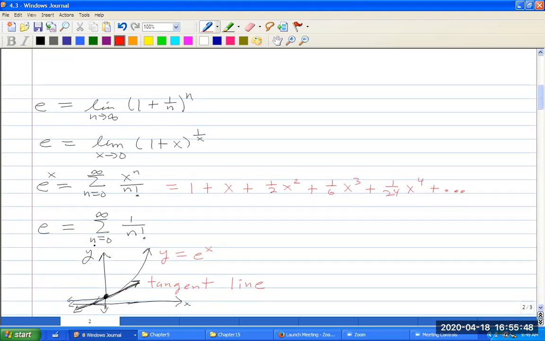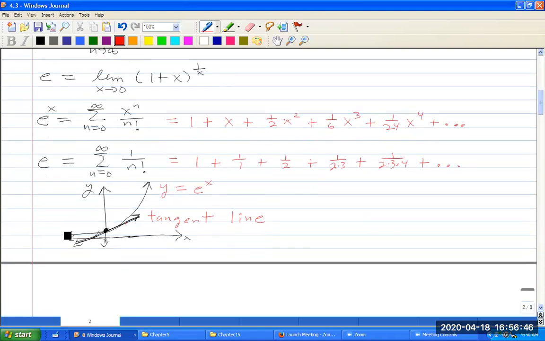e is just the sum, n equaling 0 to infinity, of 1 over n factorial. It is just 1 plus 1 over 2 plus 1 over 2 times 3 plus 1 over 2 times 3 times 4 plus etc. Instead of writing out the factorials, obviously this was the 24, this was the 6, etc. Okay, so that is e.